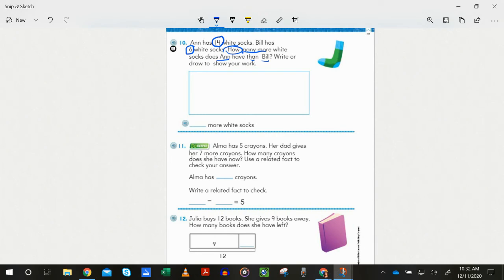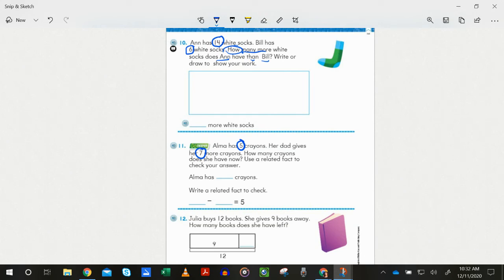Okay. 11. Alma has 5 crayons. Her dad gives her 7 more crayons. Look for those clues. How many crayons does she have? Now, use a related fact to check your answer. Alma has blank crayons. Write a related fact to check.